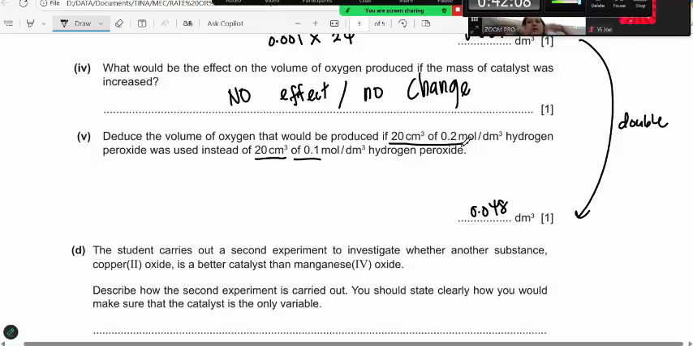Okay, the student carries out a second experiment to investigate whether another substance, copper 2 oxide, is a better catalyst than manganese 4 oxide. Describe how the second experiment is carried out. You should state clearly how you would make sure that the catalyst is the only variable.